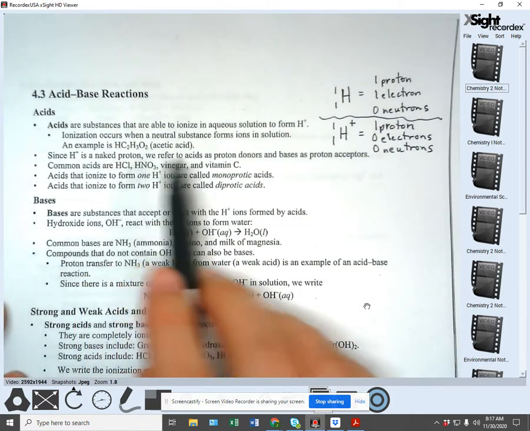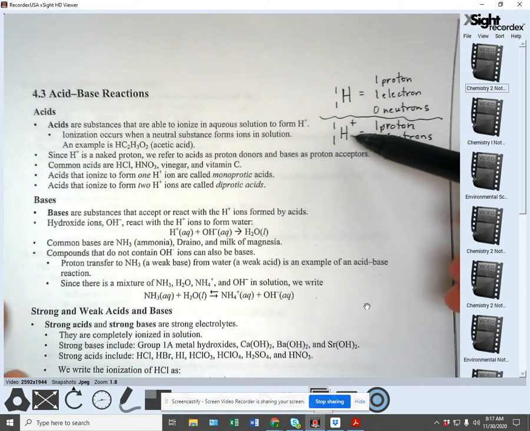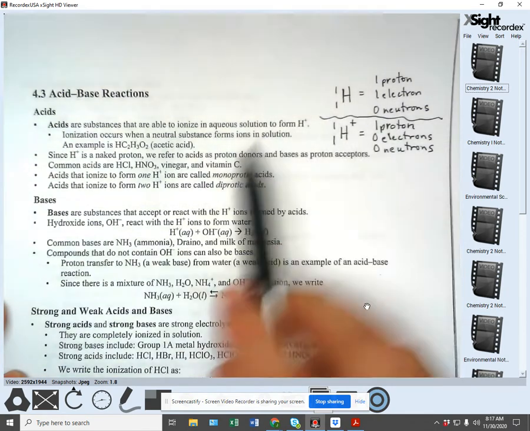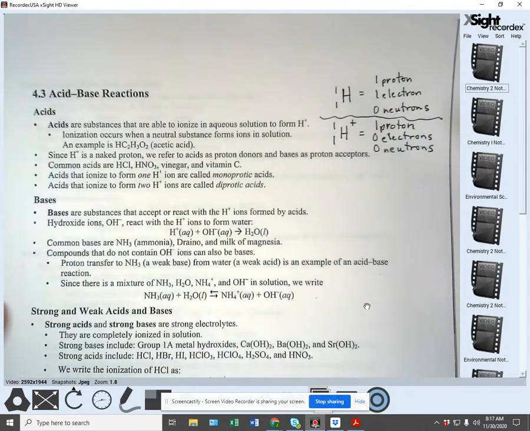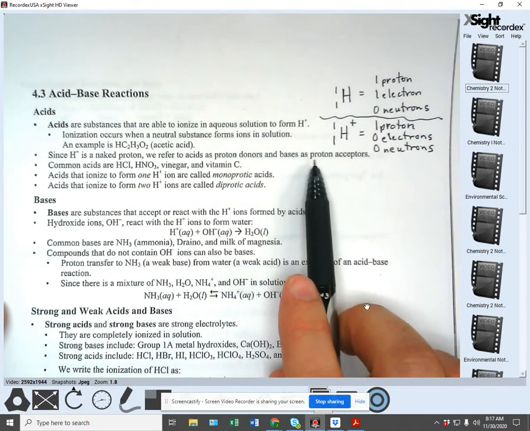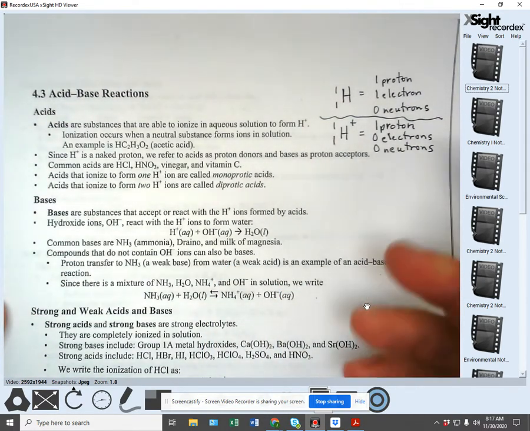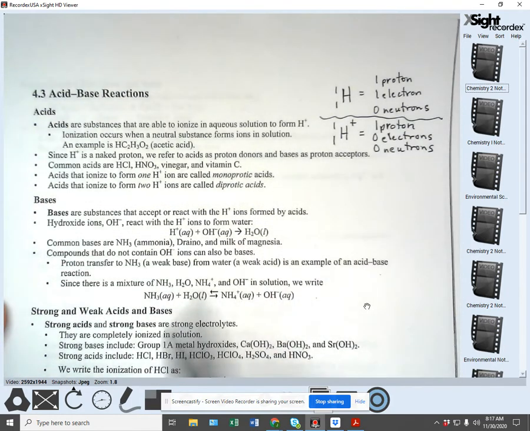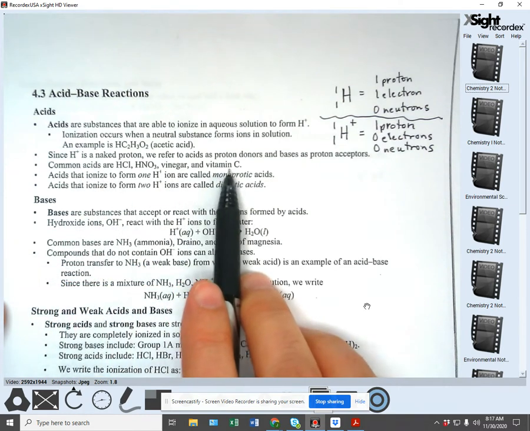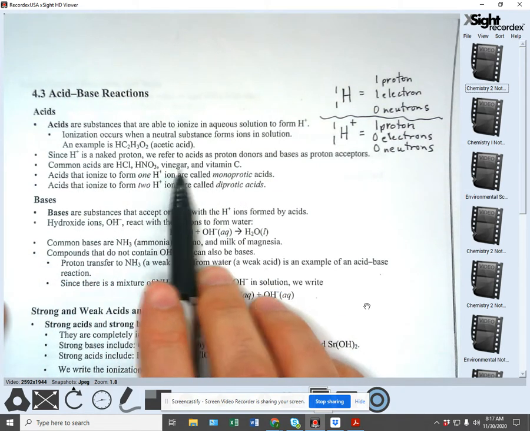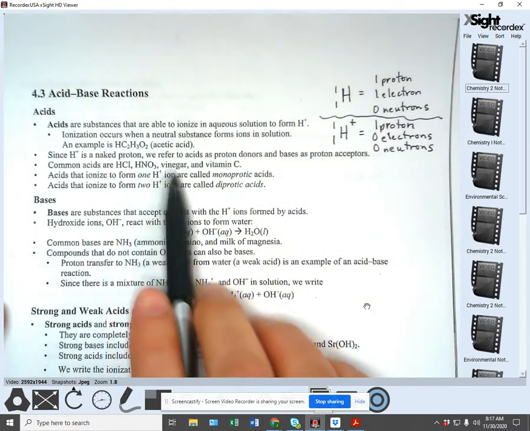So things that donate a hydrogen ion in solution, acids, would be proton donors because they're giving up hydrogen ions in solution. Bases in solution are proton acceptors. They're going to actually take the proton or the hydrogen ion. Okay, so they list some common acids here: HCl, HNO3, vinegar, vitamin C. Vinegar, acetic acid, is vinegar.